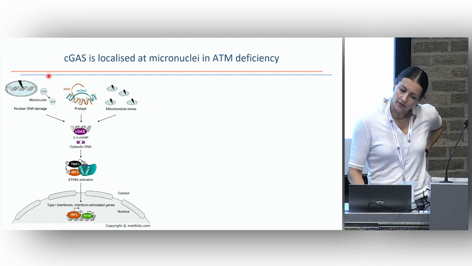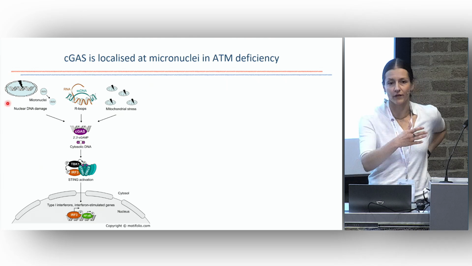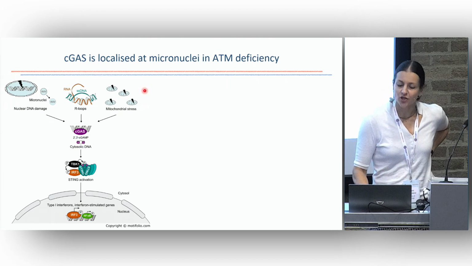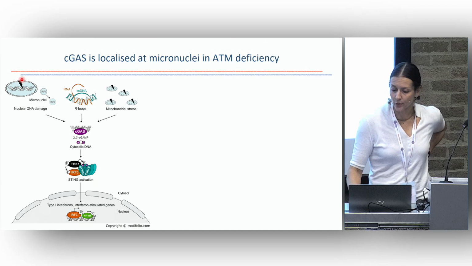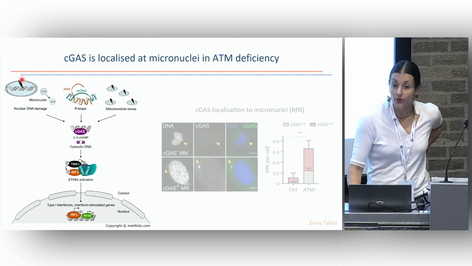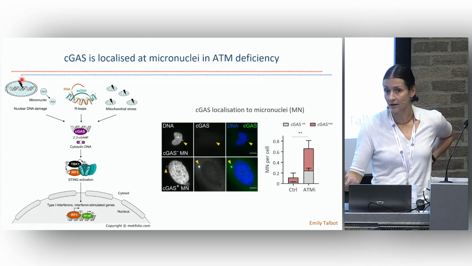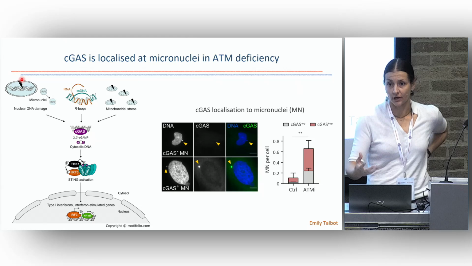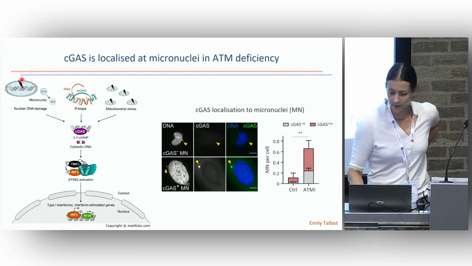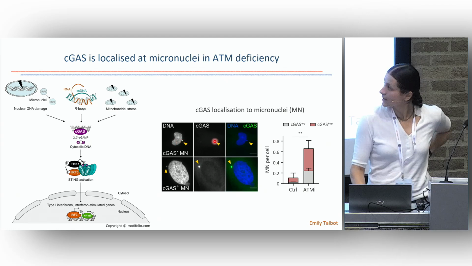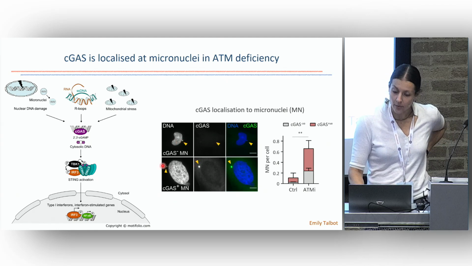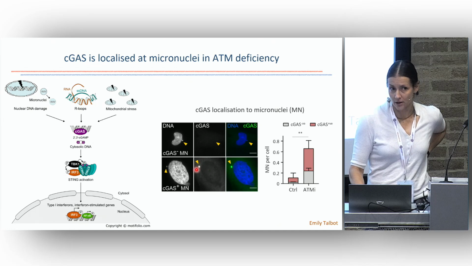And while we cannot exclude that, many of these cytosolic DNA sources actually activate the cGAS-STING signaling pathway. In ATM deficiency, one thing we can detect very clearly is cGAS at micronuclei and the downstream interferon signaling. So if you look here, we're looking at a couple of examples of nuclei with micronuclei next to them. And this micronucleus is cGAS negative.